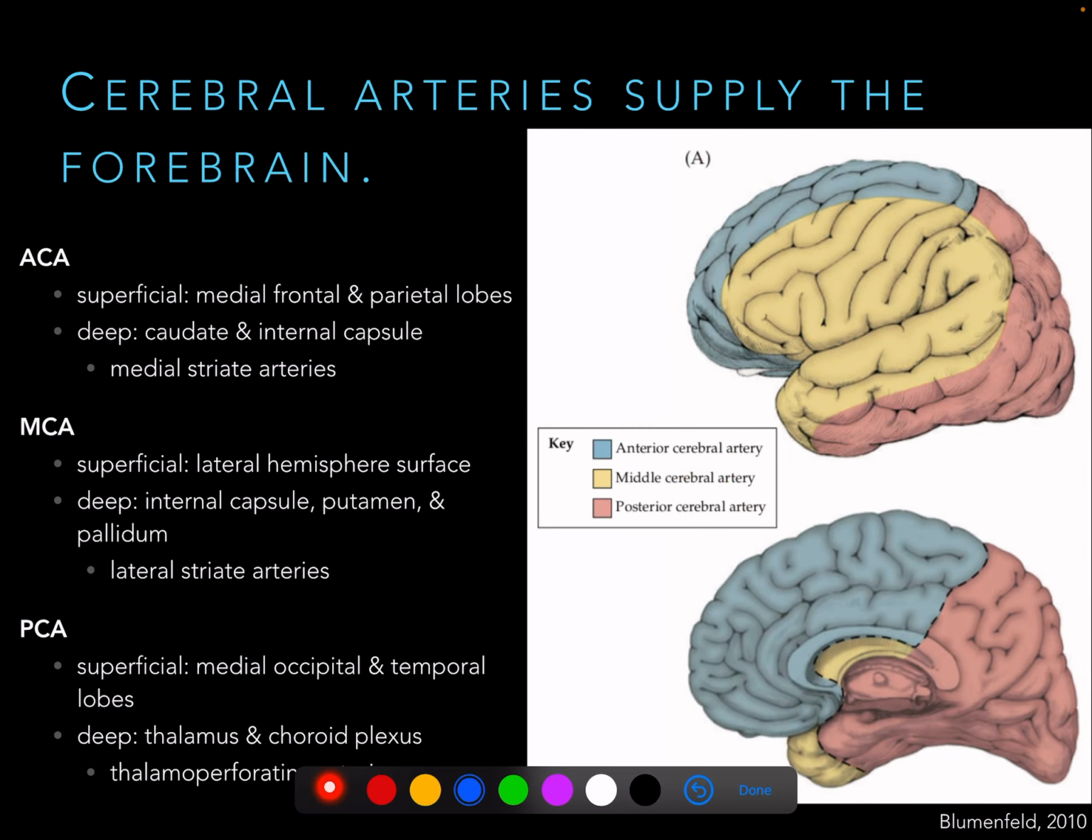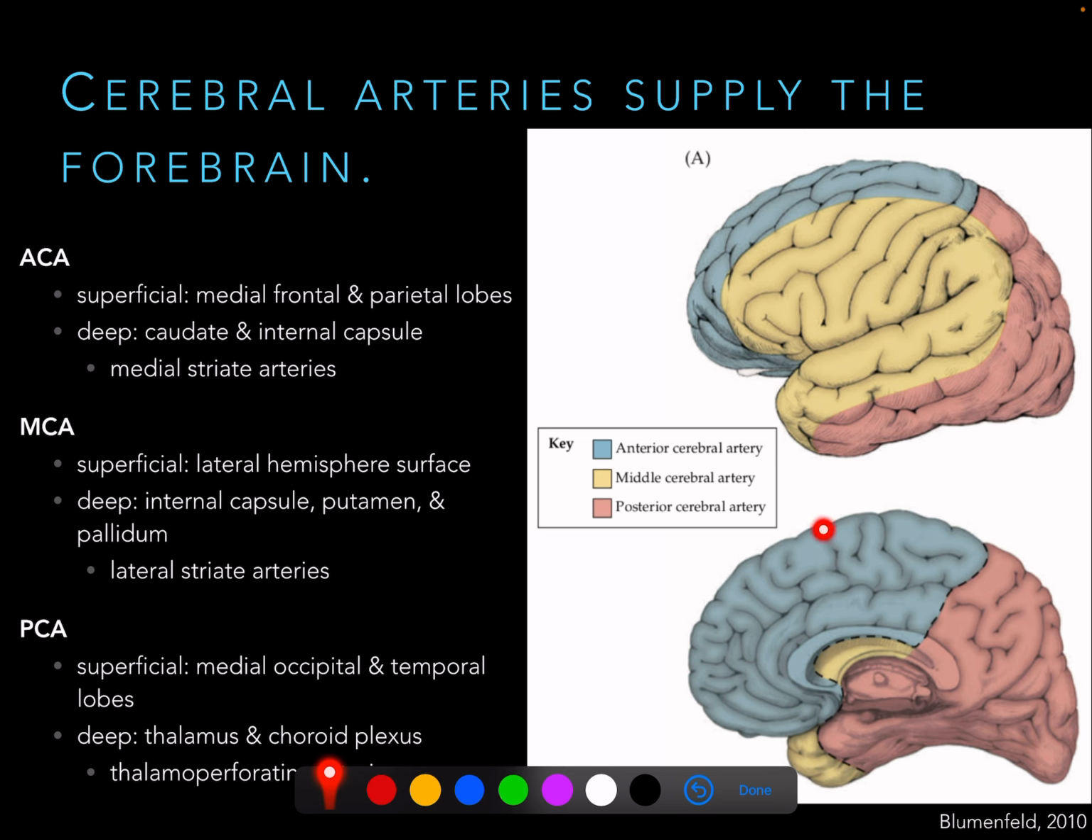Now those three cerebral arteries serve slightly different areas of the brain. Here we can see their superficial areas served. So the middle cerebral artery is going to serve all of our lobes, but the most lateral aspect of them.